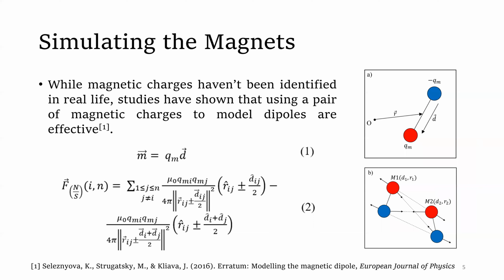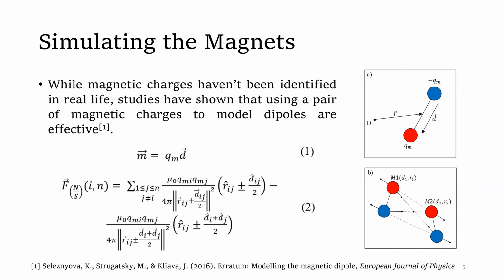However, unlike electrostatics, where an electric dipole is made up of a positive and negative charge, no evidence has been found for magnetic charges. Still, previous studies have shown that using an imaginary set of equally positive and negative magnetic charges separated by a distance is effective in modeling a magnetic dipole. Figure A shows such a setup of a magnetic dipole. The magnetic dipole moment of the dipole is calculated analogously to an electric dipole as shown in equation 1.